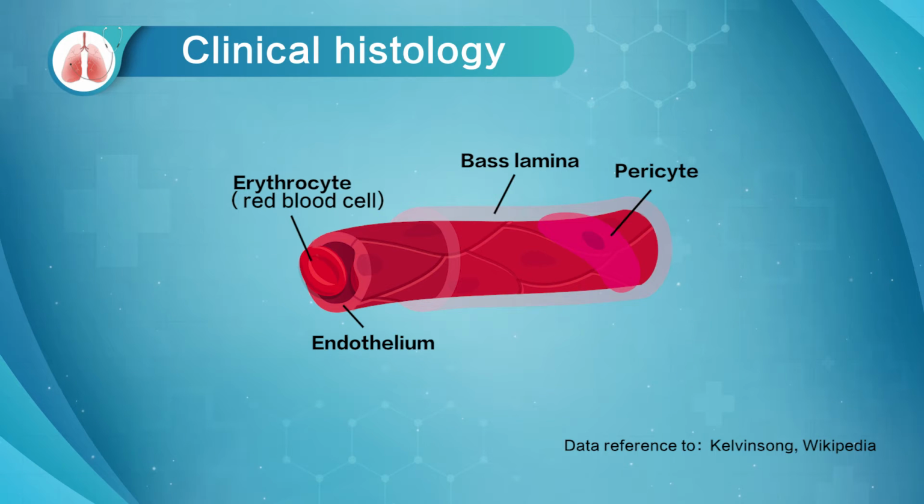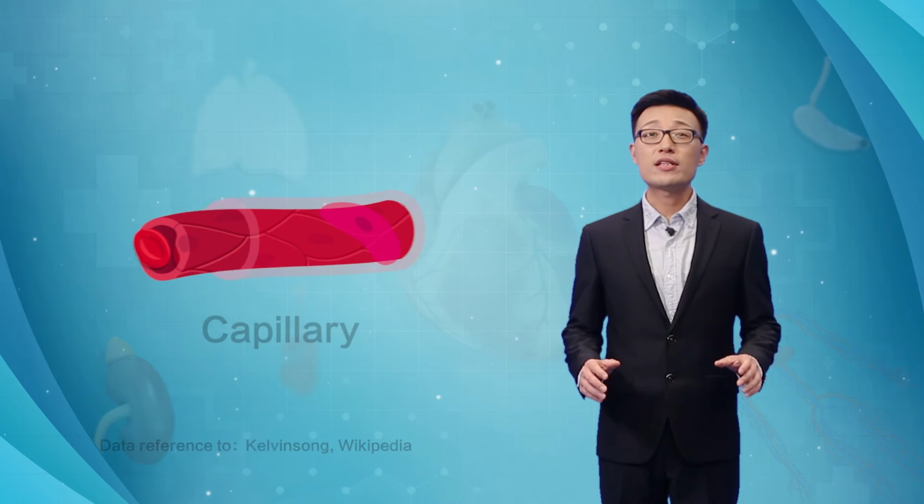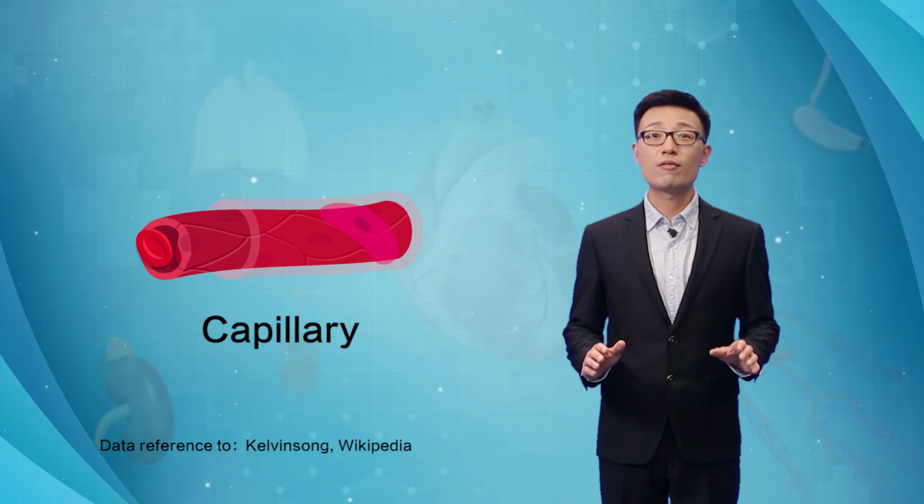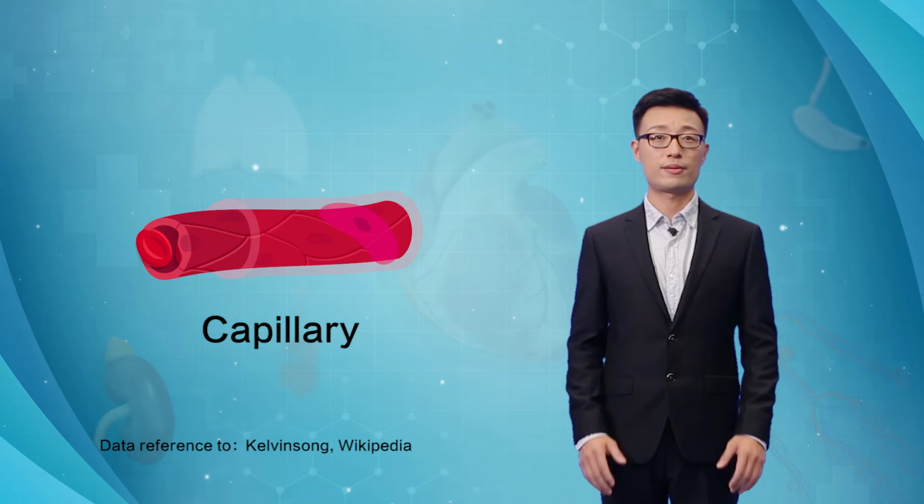The external surface of the endothelium is surrounded by a basal lamina produced by the endothelial cells. Unlike other kinds of blood vessels, capillaries have no other subendothelial layer or tunica. However, capillaries are usually associated with perivascular cells called pericytes. The pericytes share the basal lamina with the endothelial cells.